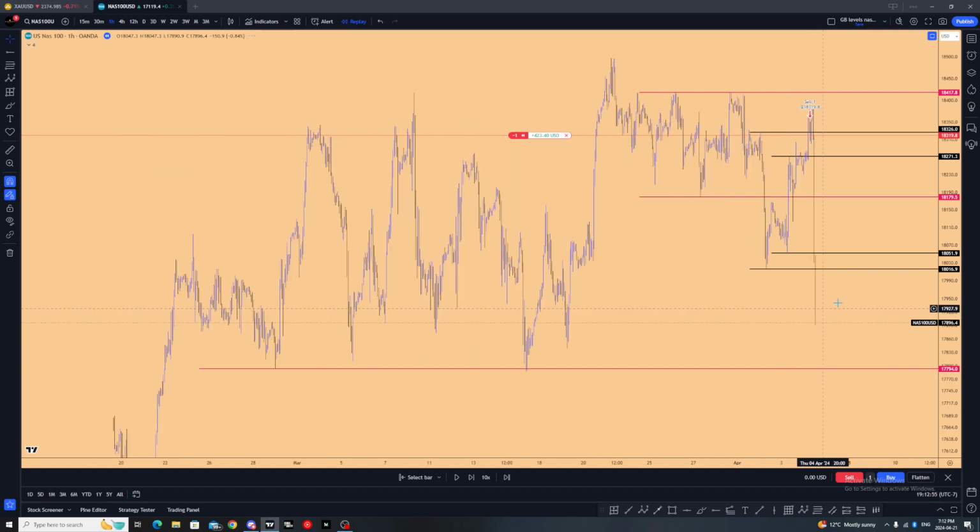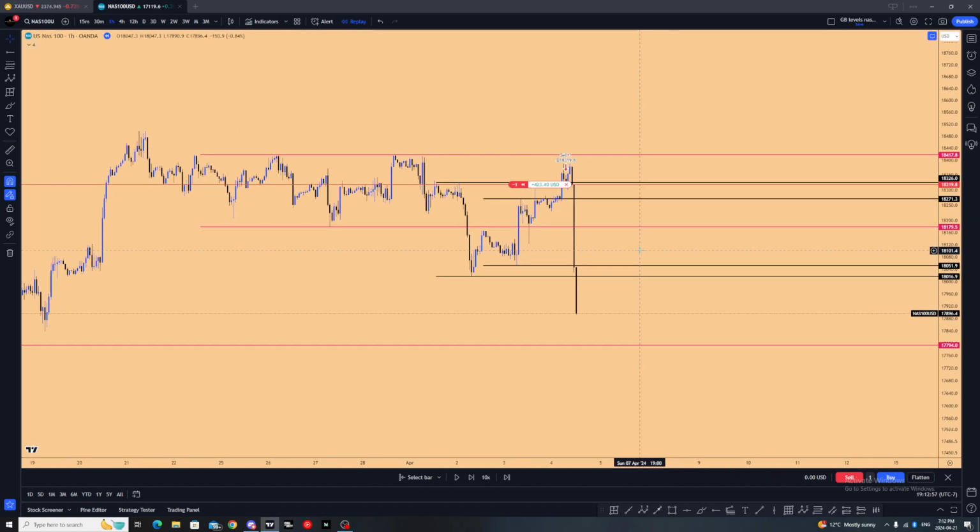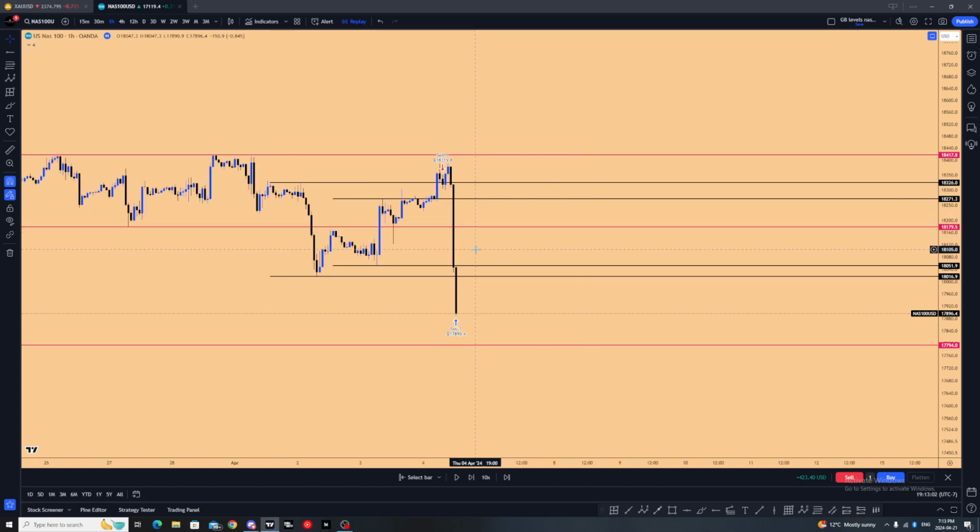Keeps dropping. You should be closing that. When you see such explosive movement, you should not be holding the market for the next day.